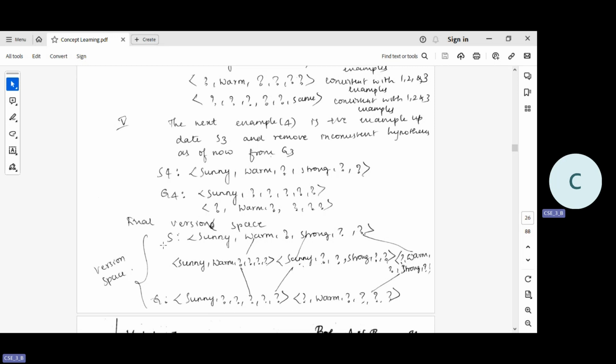So we have written now. This is the final version space, which comprises 1, 2, 3, 4, 5, 6 hypotheses, which are all consistent with the training examples. So this is the outcome of the candidate elimination algorithm. That is the version space, which comprises all the hypotheses which are consistent with the training examples.